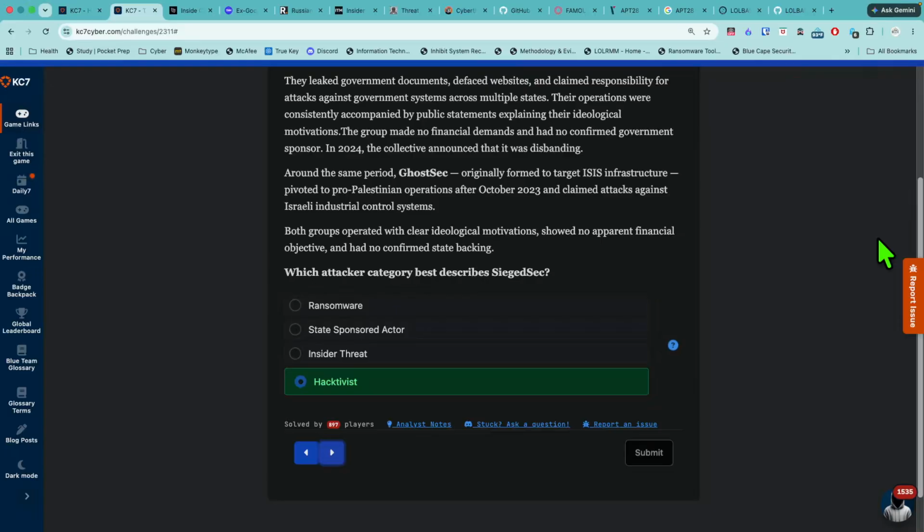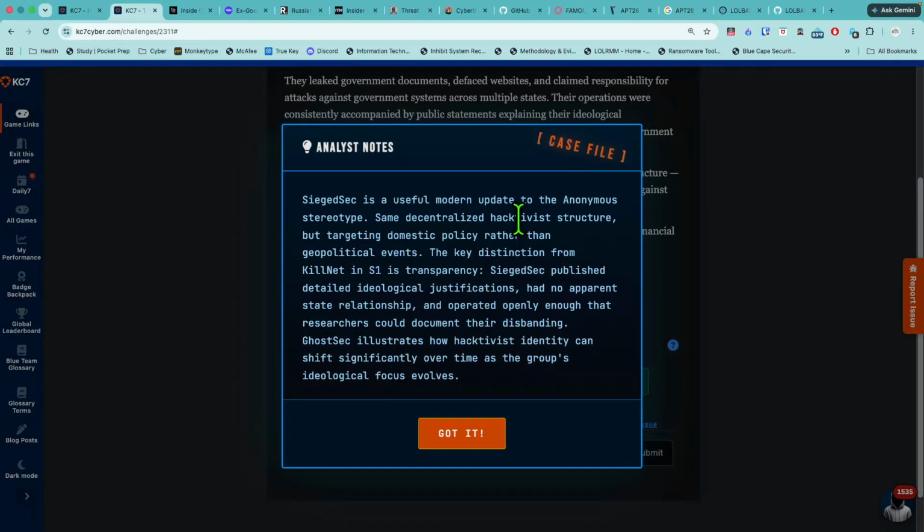Around the same period, GhostSec originally formed to target ISIS infrastructure. And both groups operated with clear ideological motivations and showed no apparent financial objective, and had no confirmed state backing. So given this information, which attacker category best describes SledgeSec? Oh, we have a hint. No tricks here. Ideology drives the targeting. No ransom. No state paycheck. So that information, it's going to be a hacktivist. Awesome. The analyst notes are right here, to better understand SledgeSec.